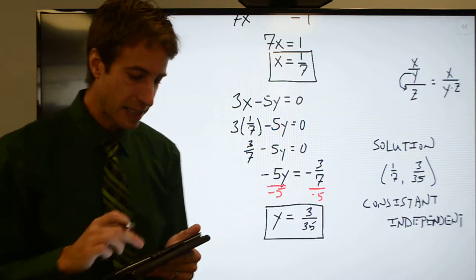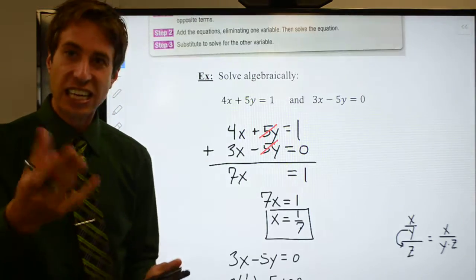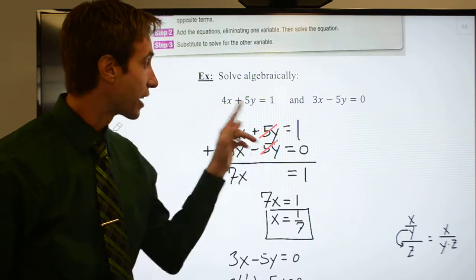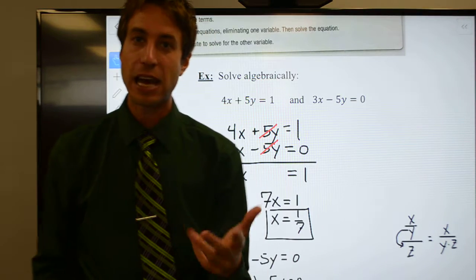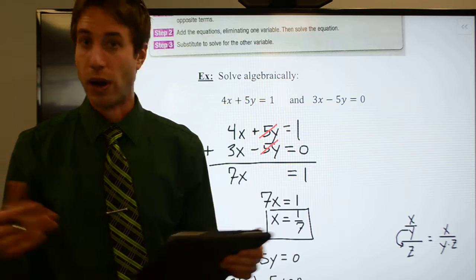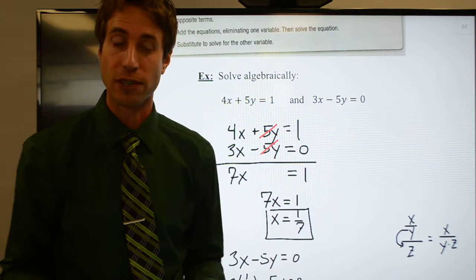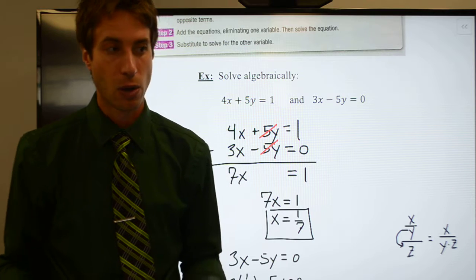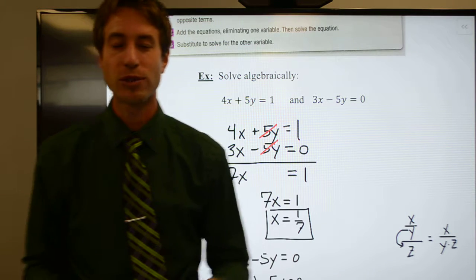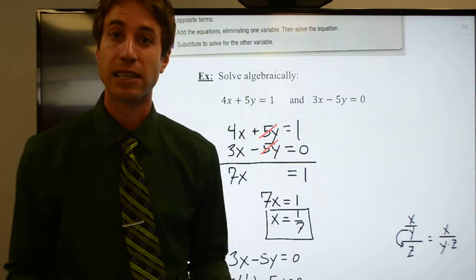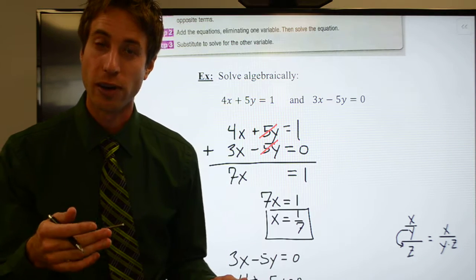Now, what happened in this one is it worked out beautifully because what I had was a variable, the y, that had coefficients that were the same and opposite in sign. What happens if you don't have a variable with the same coefficient that is opposite in sign? Well, head on over to the next page of the notes and we'll take a look at a slightly more complicated version of the elimination method. So, head on over and I'll meet you there.